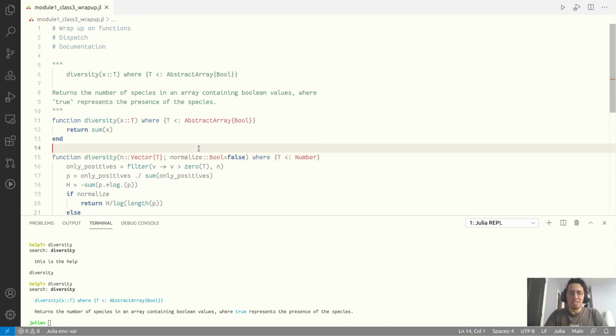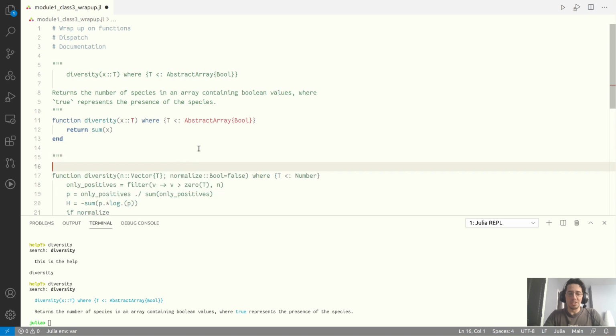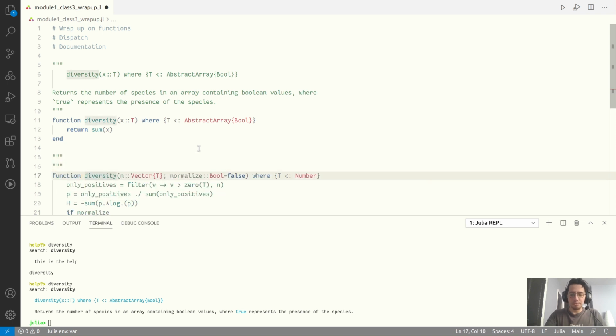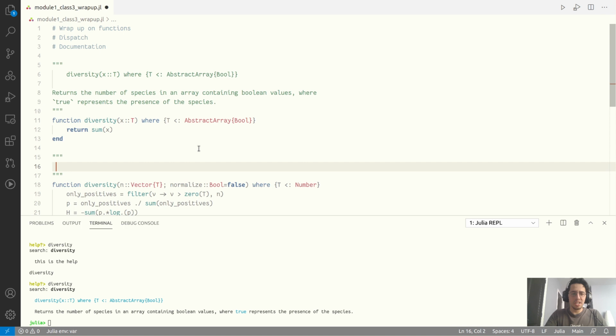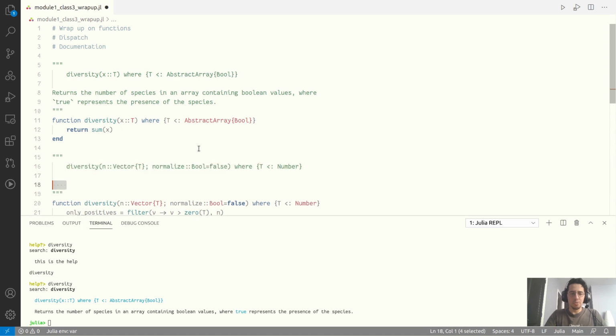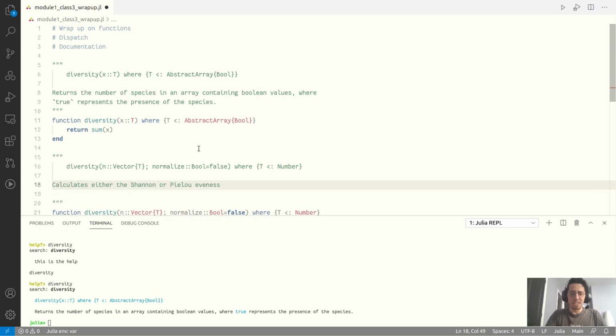We can do the same thing for the other diversity function. So let's go here, one indentation, and so it's going to be calculate either the Shannon or Pielou evenness. I don't know how to spell evenness, and I refuse to learn, of a vector of abundances. So this function does a lot of things.